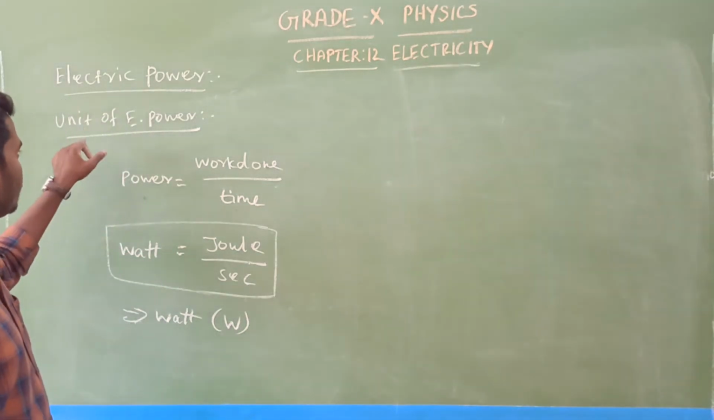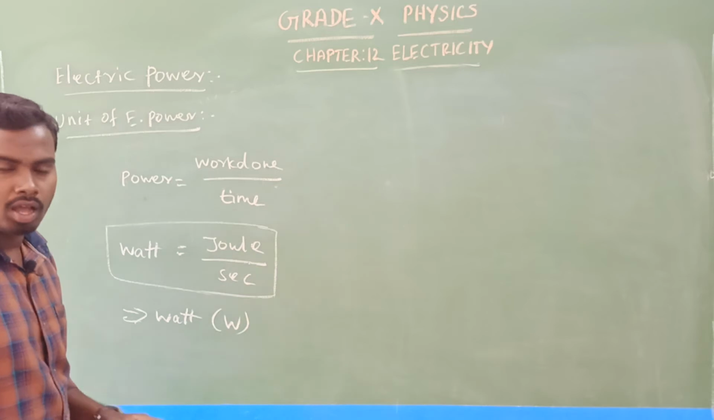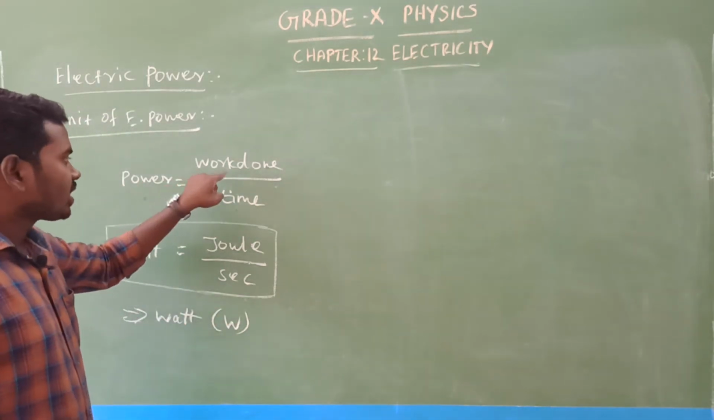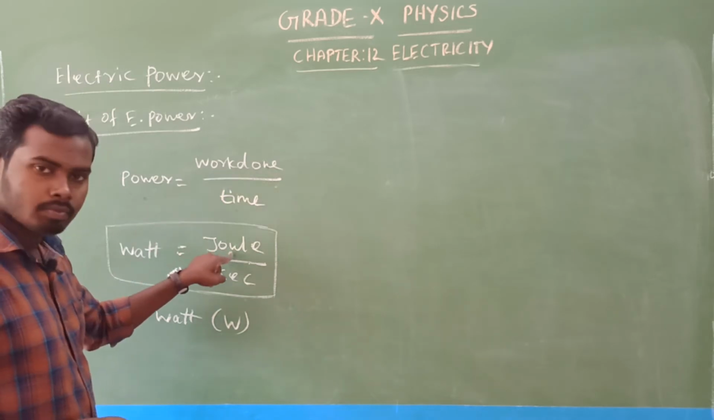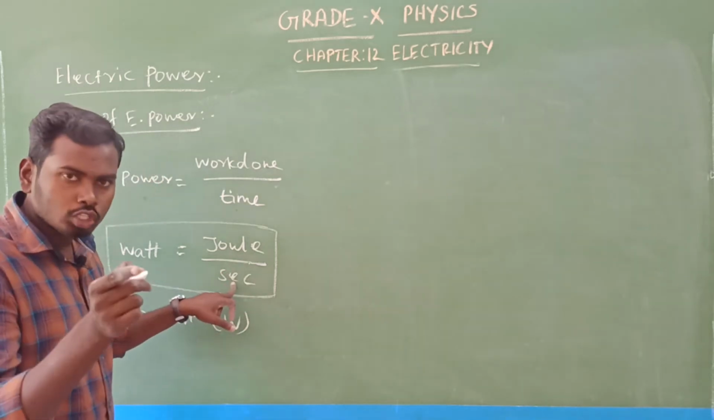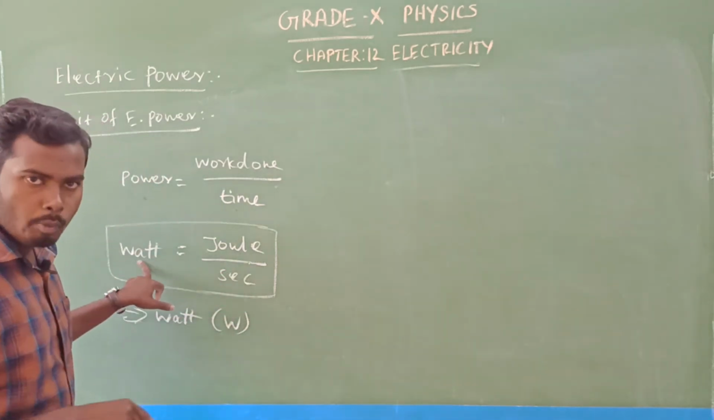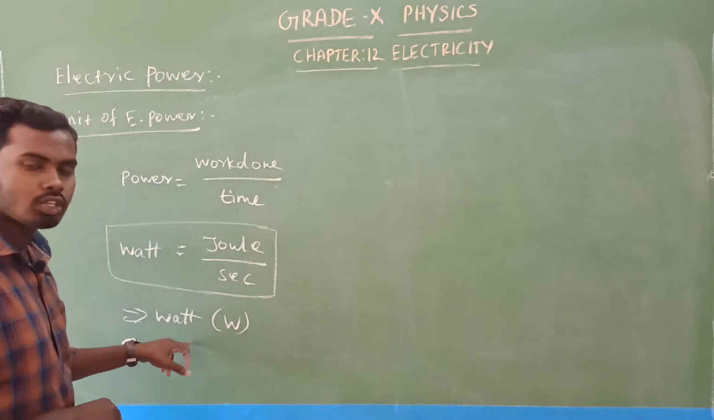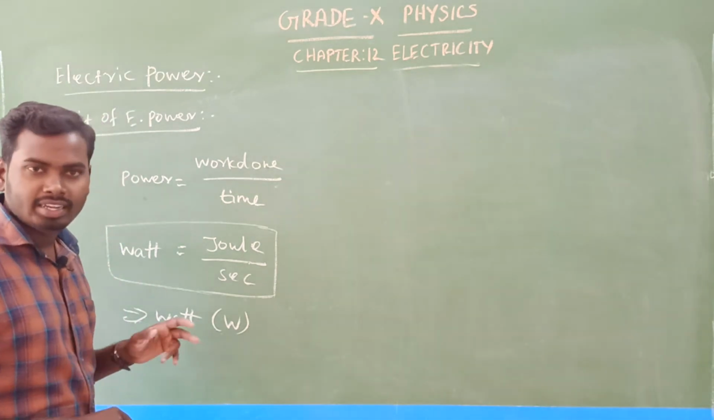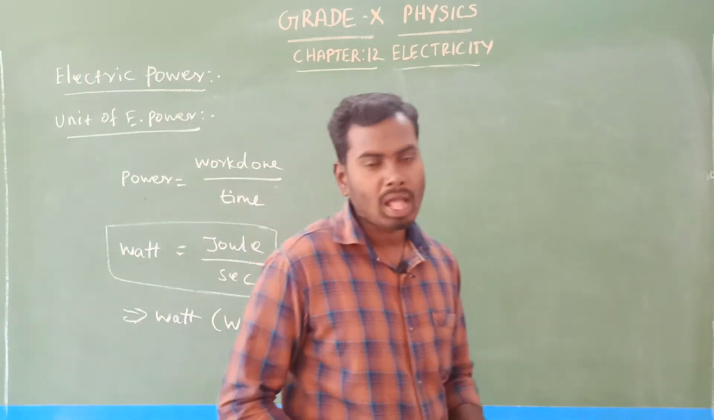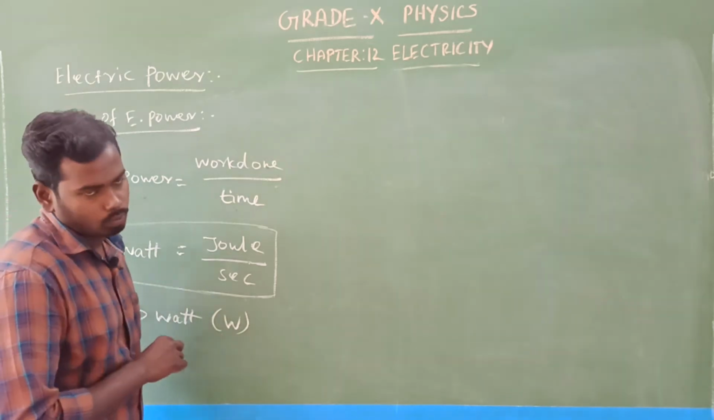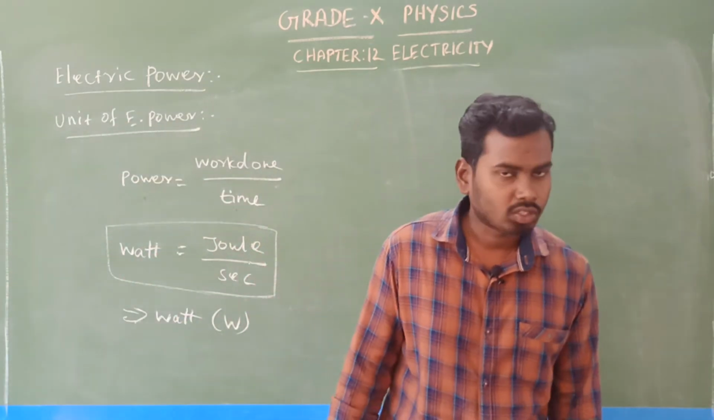So look here. Now we are going to see the SI unit of electric power. Already we know electric power is equal to work done divided by time taken. Am I right? Yes. The SI unit of work done is joule, the SI unit of time is second. So joules per second is equal to watt. So obviously the SI unit of electric power is watt, not WHAT, that is WATT. The watt is denoted by the capital letter W. That's all, very easy one.